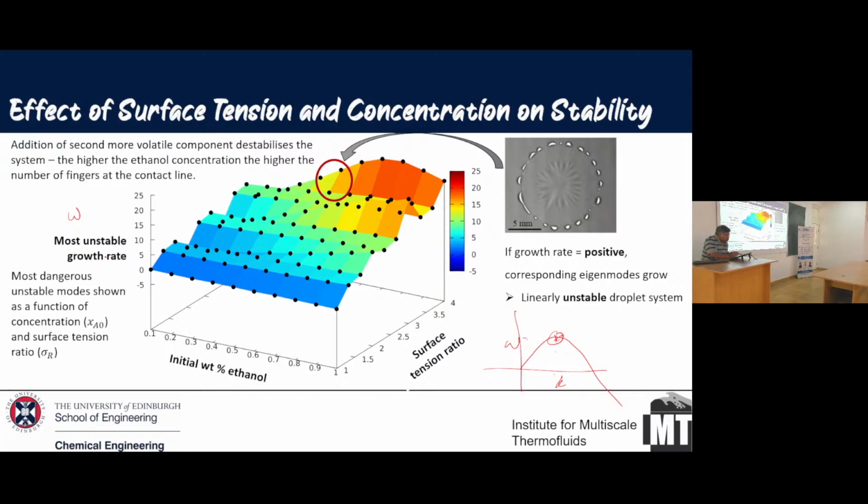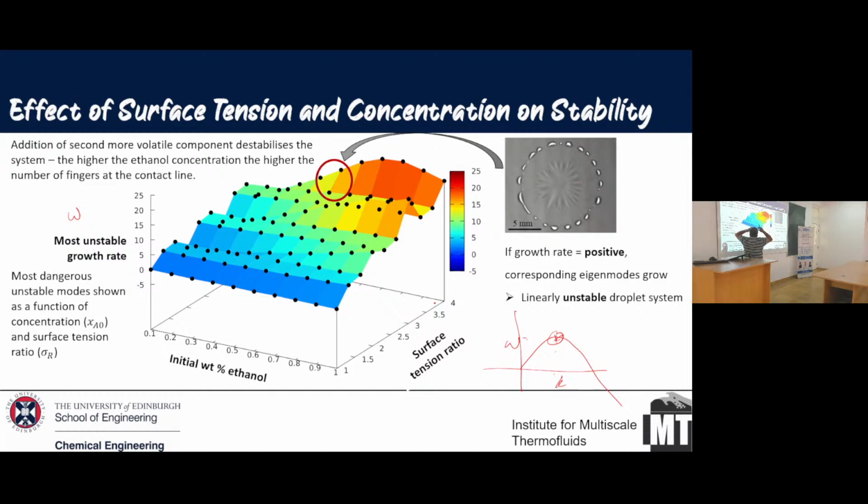And what I'm plotting is the most unstable growth rate here. So I've frozen this in time for various concentrations and for various surface tension ratios. And what you'll find is you'll get the surface plot. It shows, most importantly, that if you increase your concentration of ethanol, you increase the growth rate. Again, if you change the surface tension ratio between the fluids, you would also. So, in other words, if you increase your most volatile component concentration, you increase the growth rate. If you actually increase the surface tension ratio, you also increase the growth rate. Okay, so this is something which we get from quasi-steady stability analysis.